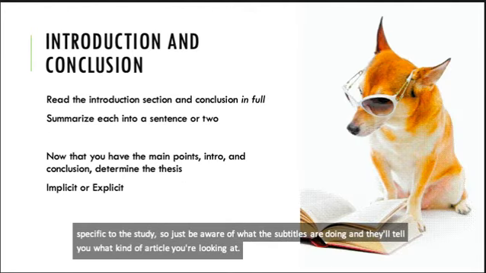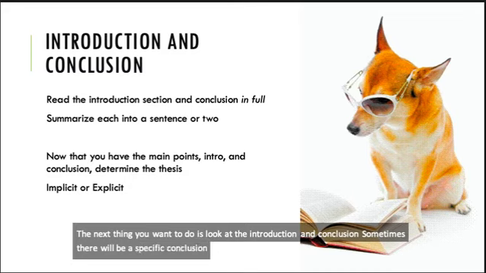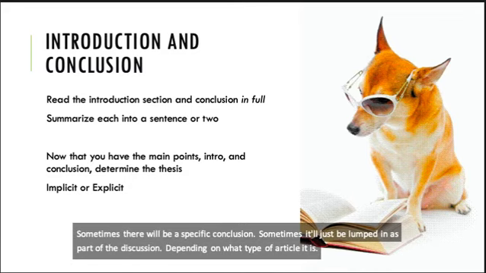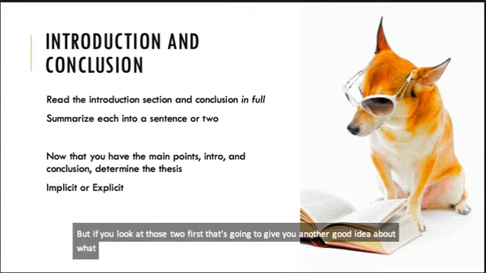The next thing you want to do is look at the introduction and conclusion. Sometimes there will be a specific conclusion. Sometimes it'll just be lumped in as part of the discussion, depending on what type of article it is. But if you look at those two first, that's going to give you another good idea about what is sandwiched between those two things in the article.